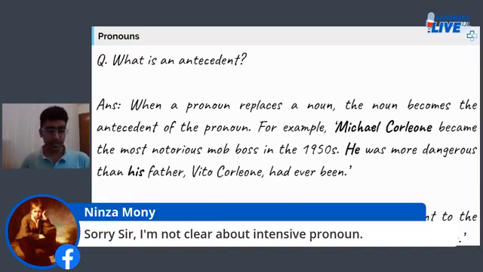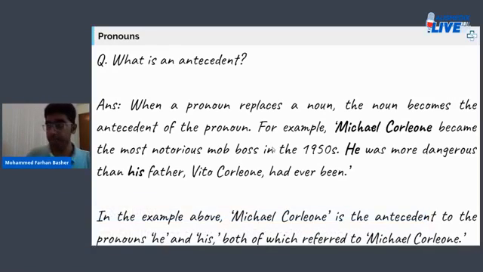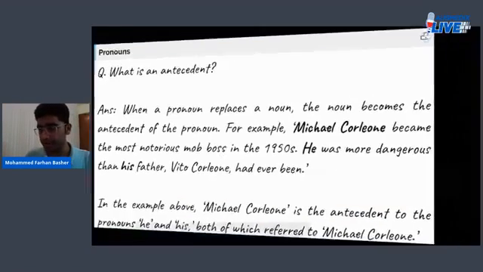Ninza Moni has this question that he or she hasn't understood what an intensive pronoun is, or is not clear about what intensive pronouns are. All right, we're going to get back to what intensive pronouns are.